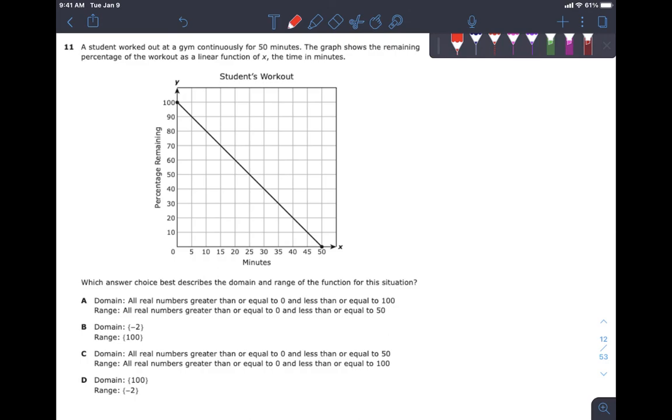Number 11. A student worked out at a gym continuously for 50 minutes. The graph shows the remaining percentage of the workout as a linear function of x, the time in minutes. Which answer choice best describes the domain and range of the function for this situation? Okay. So let's go ahead and do this. I see first of all that this is a continuous function. Therefore, it will look like this.